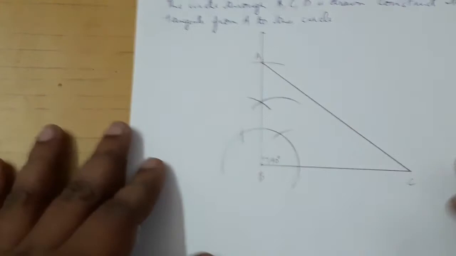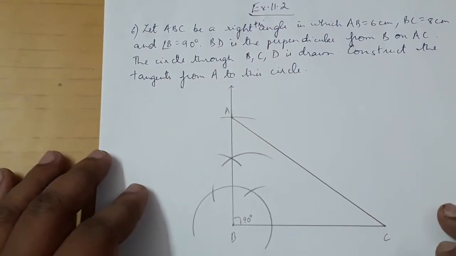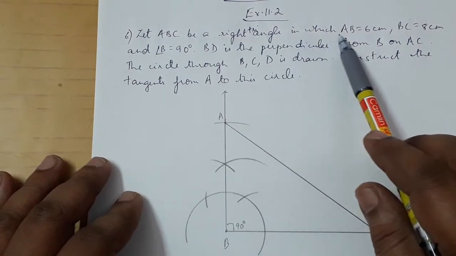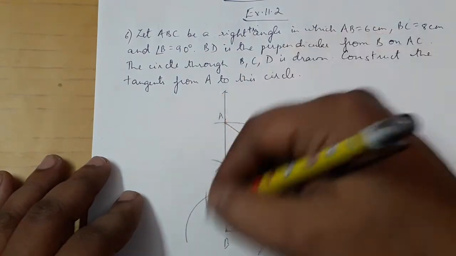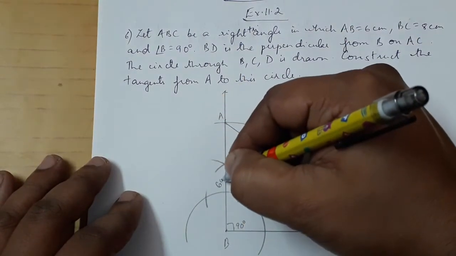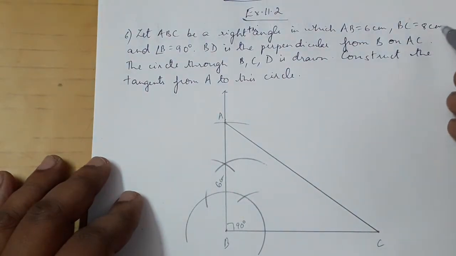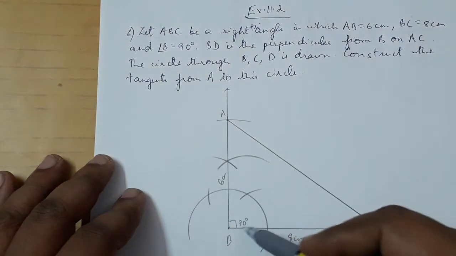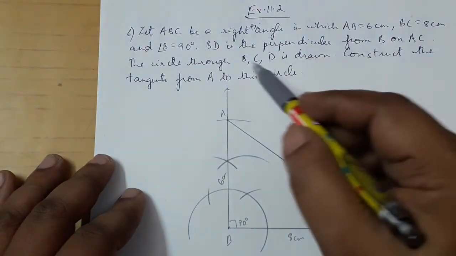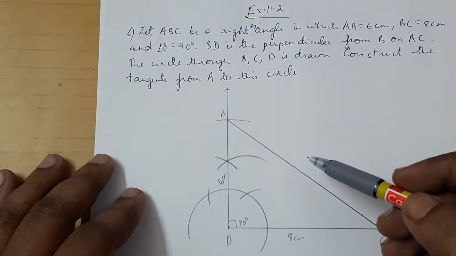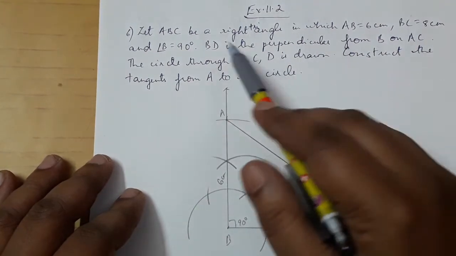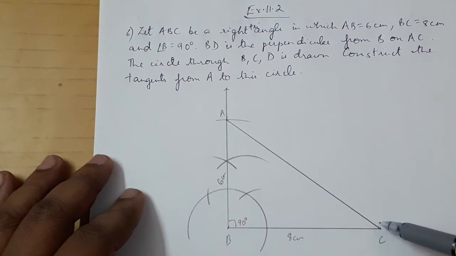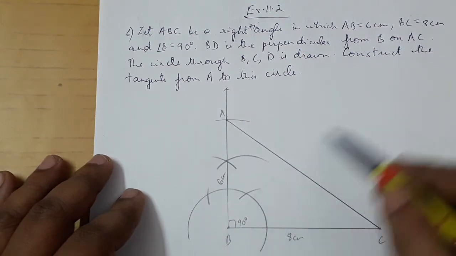There you go. So first, what is mentioned in the first sentence: let ABC be a right triangle in which AB is 6 centimeters, BC is 8 centimeters, and angle B is 90 degrees. Next, we need to draw a perpendicular BD, which means D will be on AC, and we have to draw a perpendicular this way.